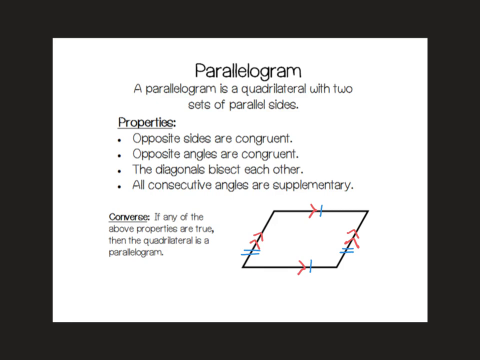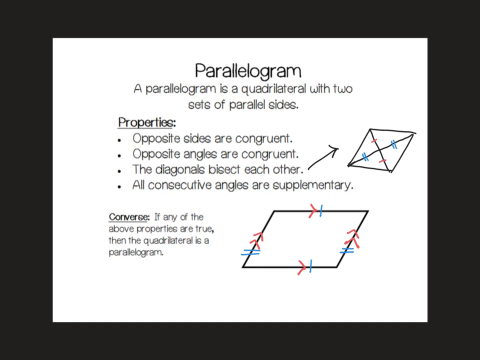The diagonals bisect each other. I'm going to draw you a separate picture for that just so it doesn't get so crazy. So I'm going to draw that up here. So remember, bisect means cut in half. So these two would be the same length. And then these two are the same length.